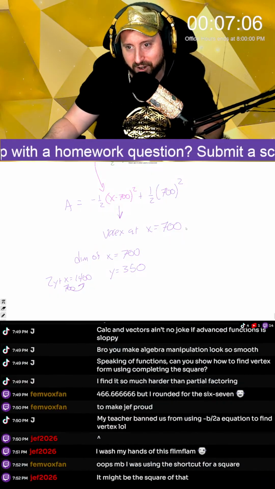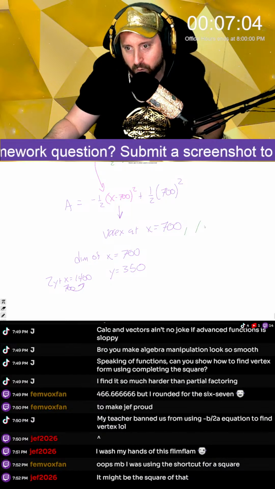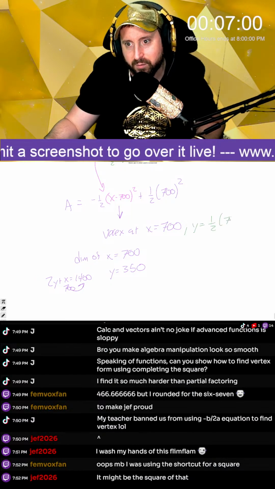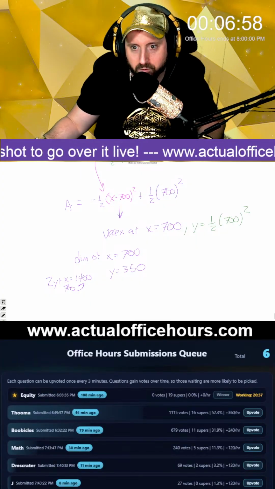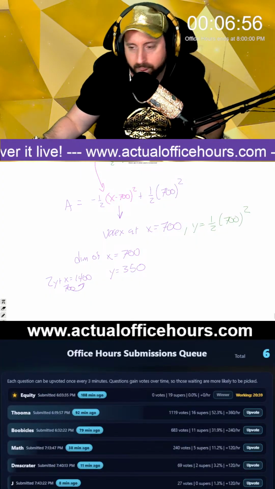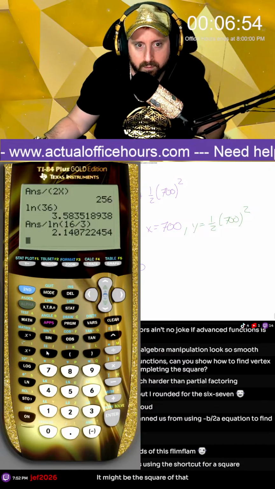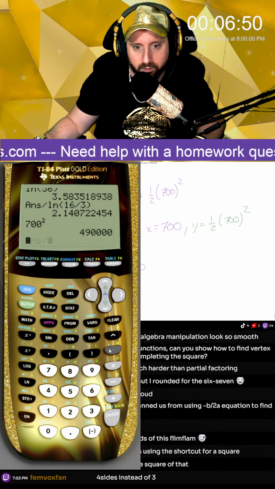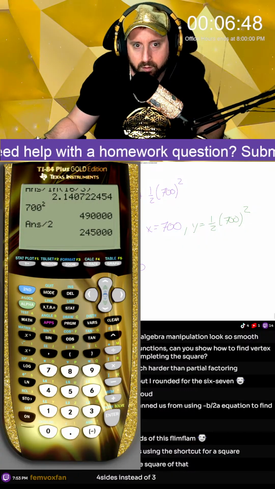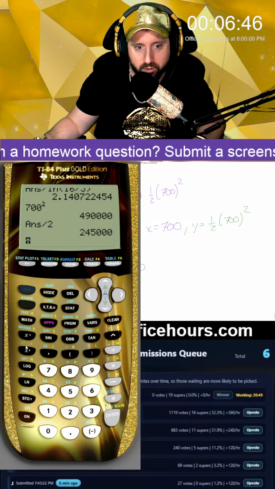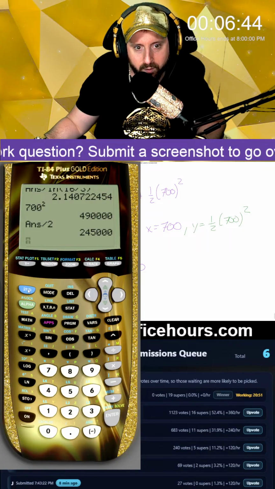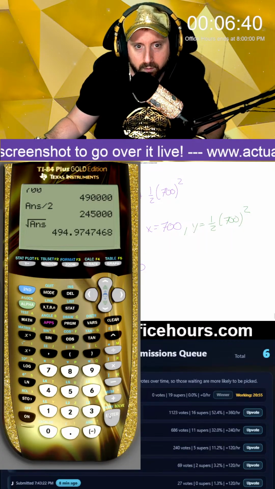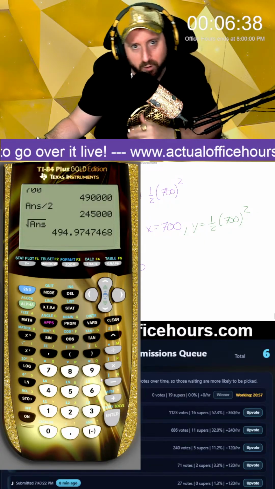So the vertex is at 700, comma, and then y, which is a at this point, would be equal to 1/2 times 700 squared. So you can pull your calculator out and just get that. So 700 squared divided by 2. So I get 245,000. Did you do like another square root there, Fem? Oh, okay.